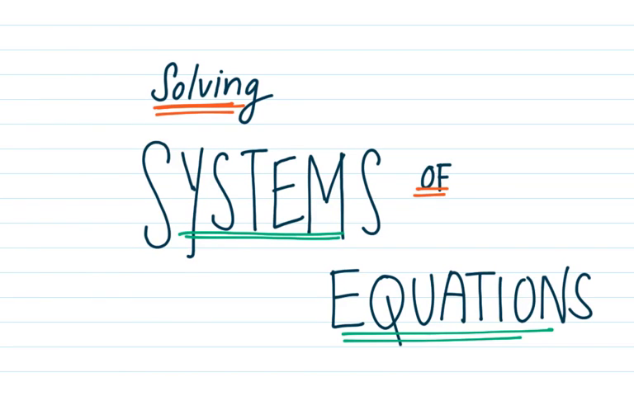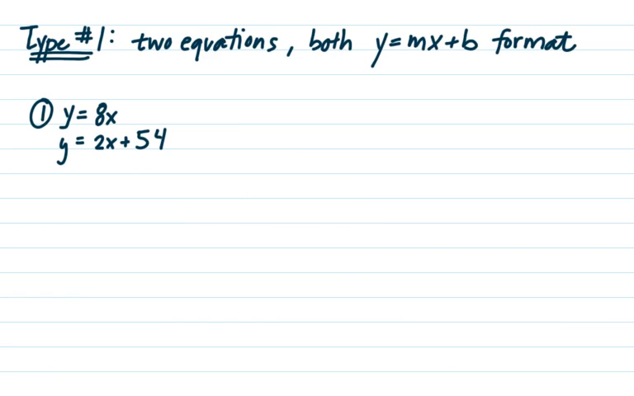Okay, in this video, we're going to solve systems of equations. A system of equations is when you have two different equations with two variables or more, but for this video, we'll just have two equations and two variables, and we need to find the x and the y that will work in both the equations.